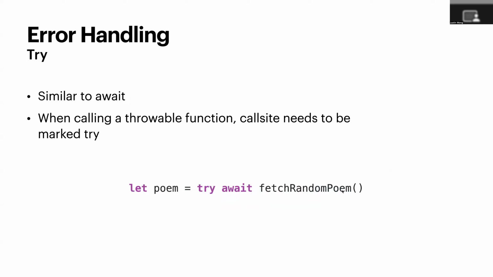What this line is telling me is that fetch random poem is asynchronous because it has the await keyword, and it also throws an error, right? It's able to throw an error because of this try keyword. And what's weird is that in the function declaration, async comes first and throws comes second. But when you actually call it, try comes first and await comes second if you use both. So it's kind of flip-flopped a little bit.